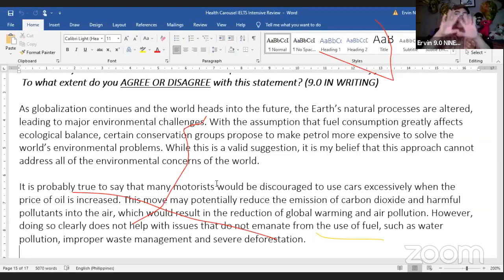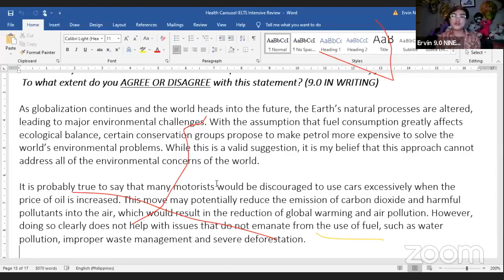So if we are going to analyze his introduction, he divided it into three parts. General topic, followed by specific topic, and then his stand without using the exact word agree or disagree. And look at his sentences. His sentences are not short and choppy. They are longer than the typical sentence. And he is using descriptive words like valid or greatly.